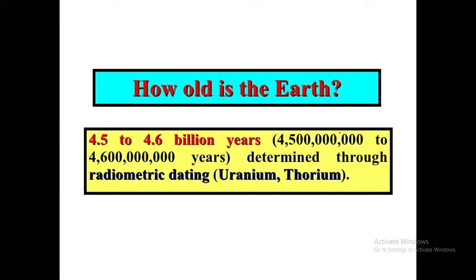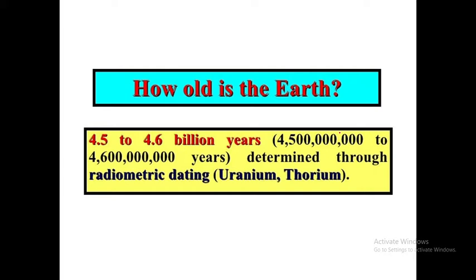It is very important. The method that we are using to calculate the age of the earth is radiometric dating. We use radiometric dating with uranium and thorium. With this technique only, we find the age of the earth, which may be in million years or in billion years. So we can say that the age of the earth is 4.5 to 4.6 billion years. We can simply note it down as 4.6 billion years old.